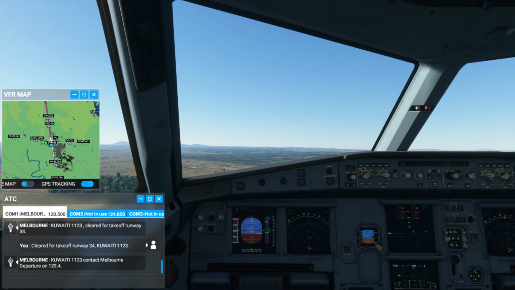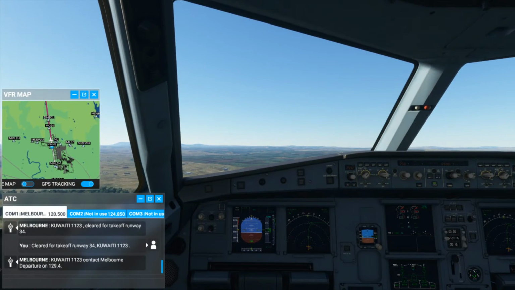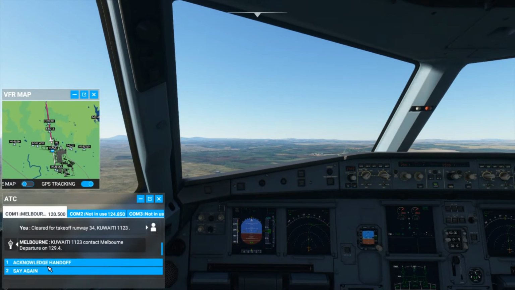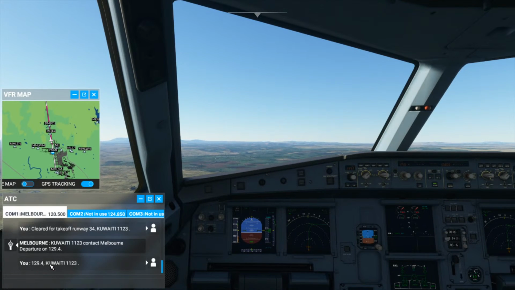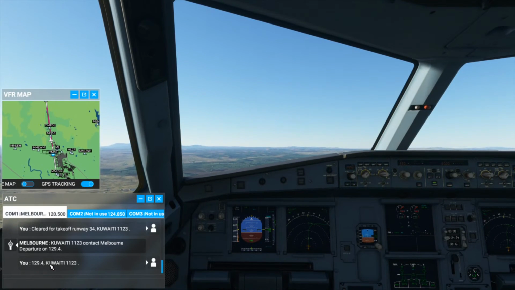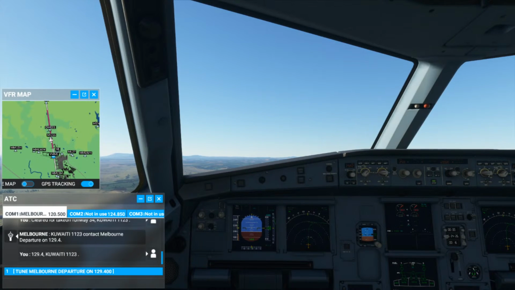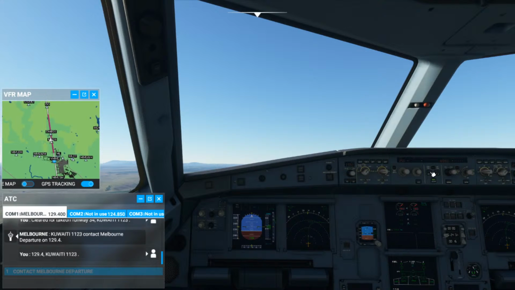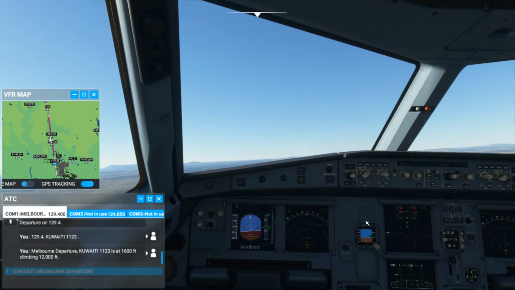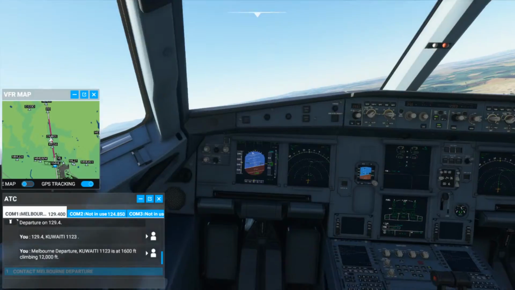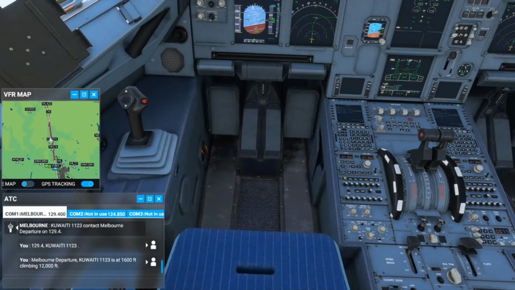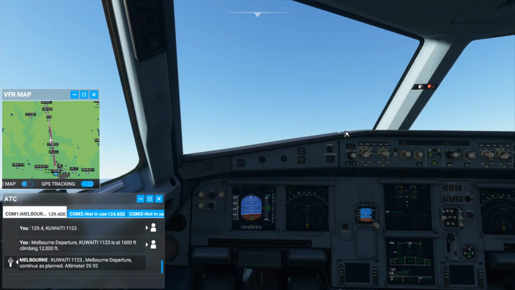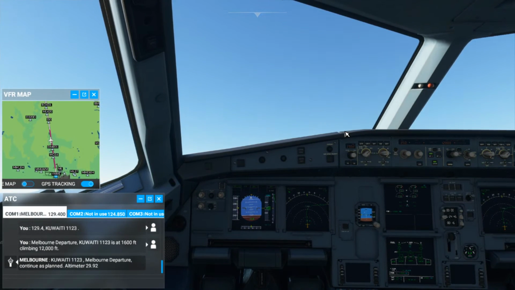Kuwaiti 1123, contact Melbourne departure on 129.4. 129.4, Kuwaiti 1123. Melbourne departure, Kuwaiti 1123 is at 1,600 feet, climbing 12,000 feet. Kuwaiti 1123, Melbourne departure, continue as planned. Altimeter 29.9.